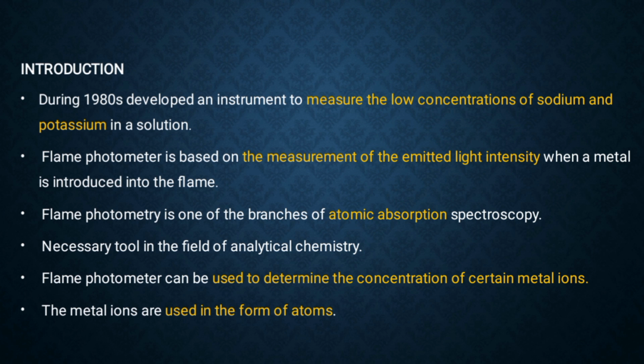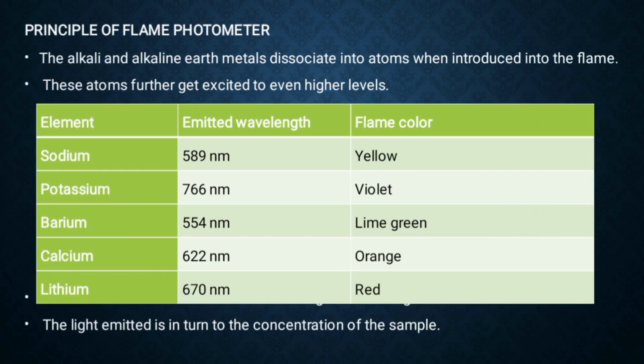Next, we will see the principle of the flame photometer. The compounds of alkali and alkaline earth metals dissociate into atoms when introduced into the flame. Some of these atoms further get excited to even higher levels, but these atoms are not stable at higher levels. Certain metal ions emit specific wavelengths and colors in the flame photometer.